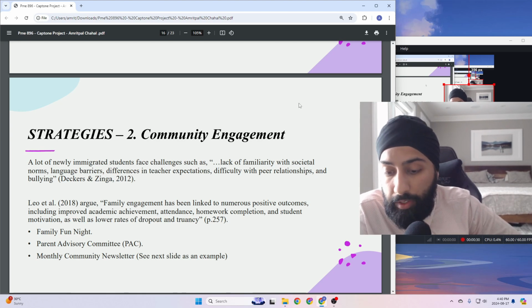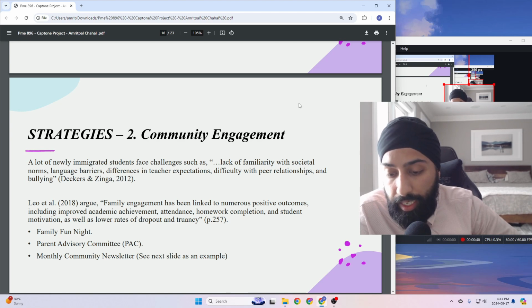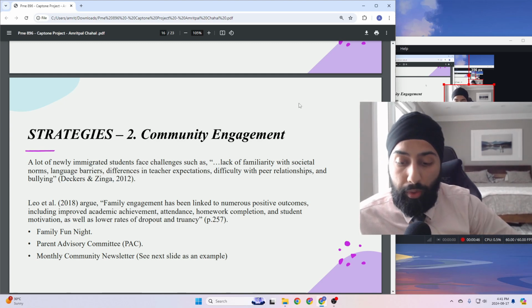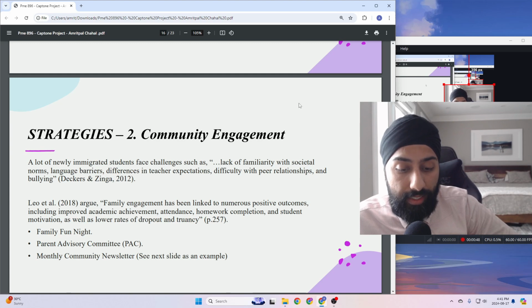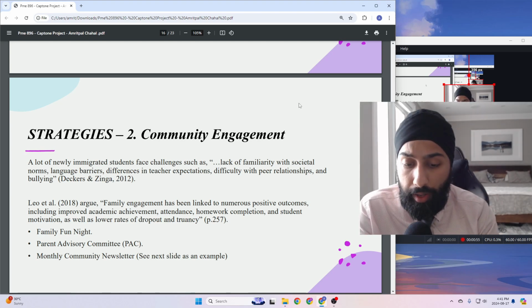I firmly believe schools should not just focus on academic success of the students, but how the student and their families can be successful in the community. An article by Leo in 2018 argued that family engagement has been linked to numerous positive outcomes, including improved academic achievement, attendance, homework completion, and student motivation, as well as lower rates of dropout.